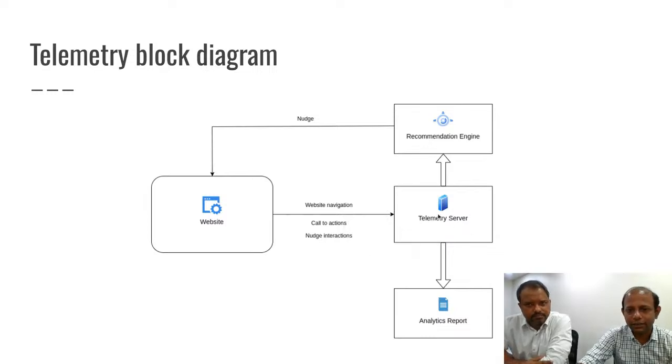But all this data is captured in our telemetry server, and using this captured data, we show some analytics reports, and we also pass this data to a recommendation engine, which in turn provides the nudges on the website. So the nudges are more useful, and they are shown depending upon the user's persona. I'll just share the telemetry configuration part, how we configure the telemetry.